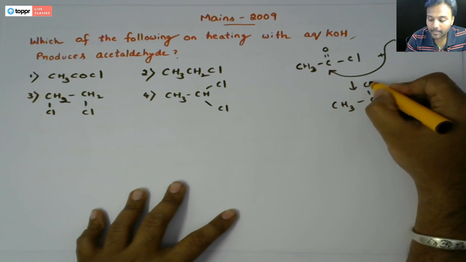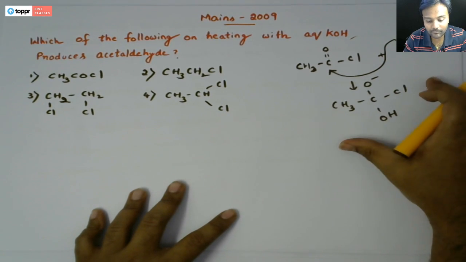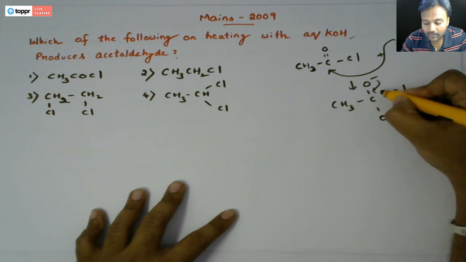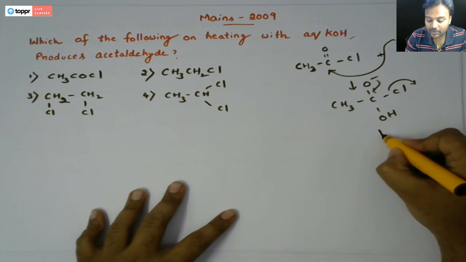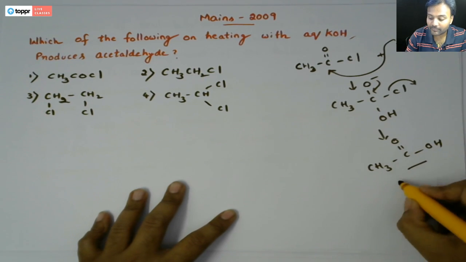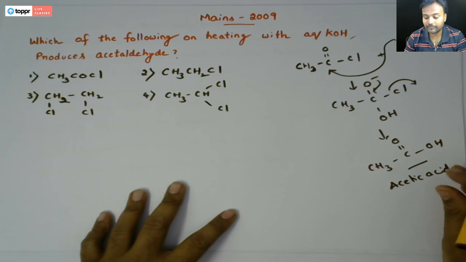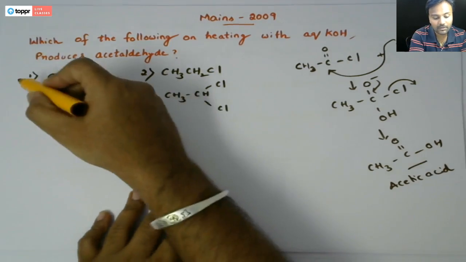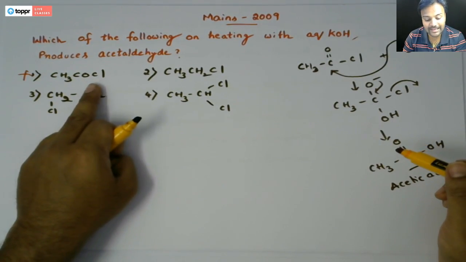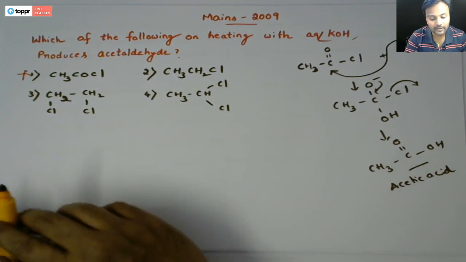CH3CO minus Cl, then OH. So here there is nowhere formation of acetaldehyde, because the compound formed after this is this. What is this? Acetic acid, right? This is acetic acid. So option 1 can be eliminated because the compound formed upon treatment of acetyl chloride with aqueous potassium hydroxide is acetic acid. Let's try with the second one.